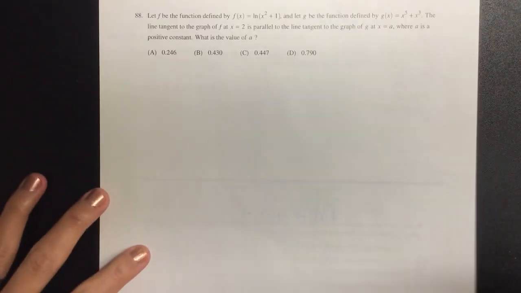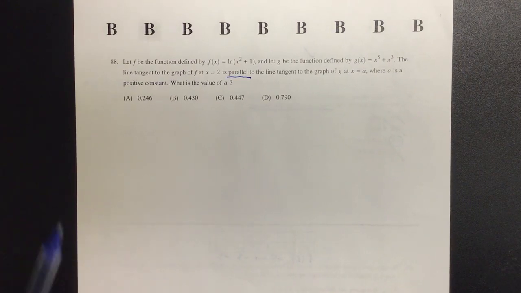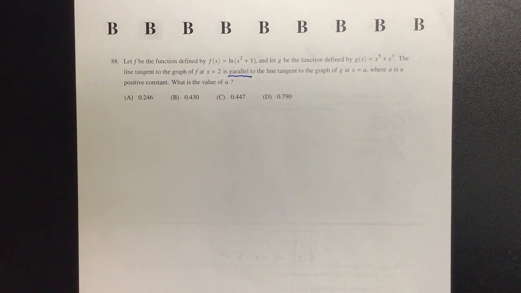88 kind of goes back to algebra 1, if y'all remember parallel things. Okay, Alex, go ahead and read number 88. Let f be the function defined by f of x equals ln of x squared plus 1, and let g be the function defined by g of x equals x to the 5th power plus x cubed. The line tangent to the graph of f at x equals 2 is parallel to the line tangent to the graph of g at x equals a, where a is a positive constant. What is the value of a?